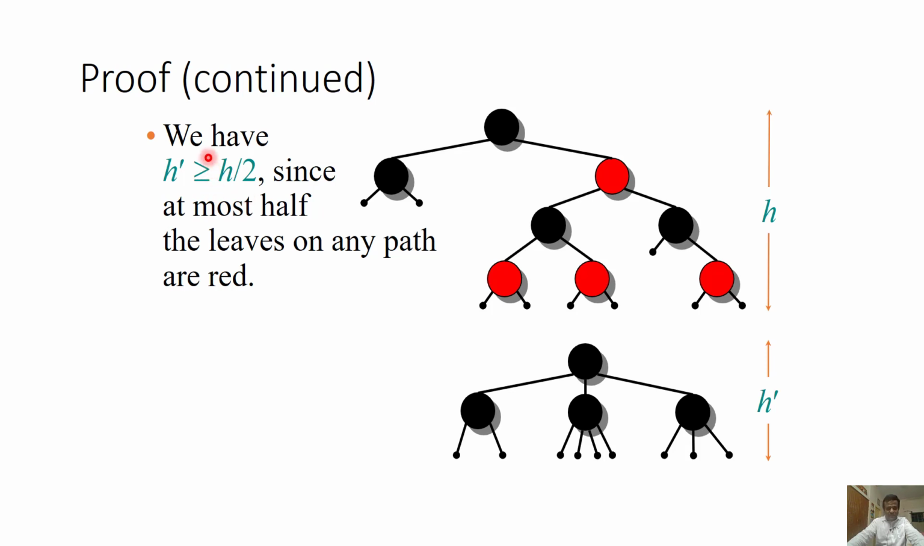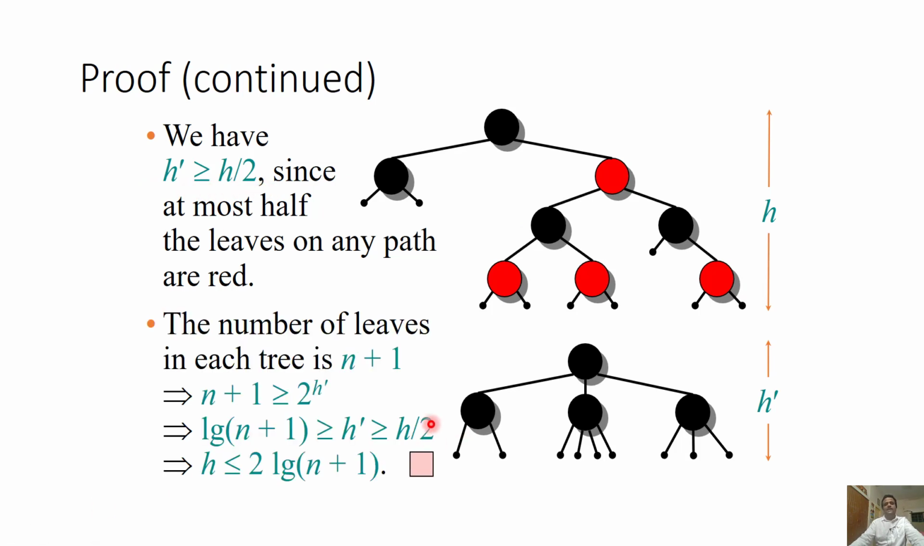If it had to be less than that, we would need more red nodes in that path. That is not possible, because that would violate the property that if a node is red, its parent must be black. So, we have this property: h prime is greater than or equal to h by 2.